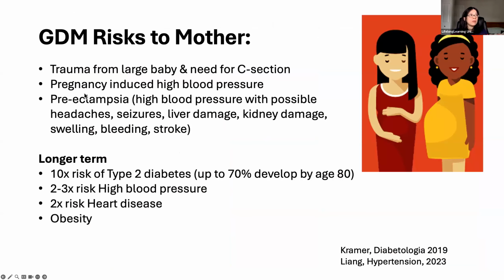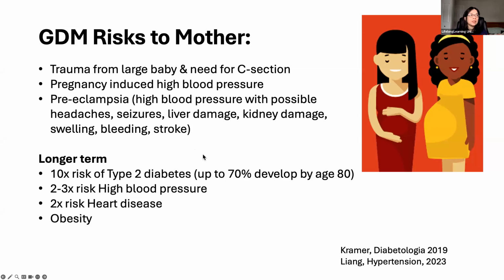So as I mentioned, the baby can grow too large, and then the problem is physically getting the baby out safely. So moms can have more trauma from these larger babies and higher need for C-section, as well as the stressor of having the baby and having high sugars, and the disturbance in the metabolism from the high sugar can put people at risk of pregnancy-induced high blood pressure.